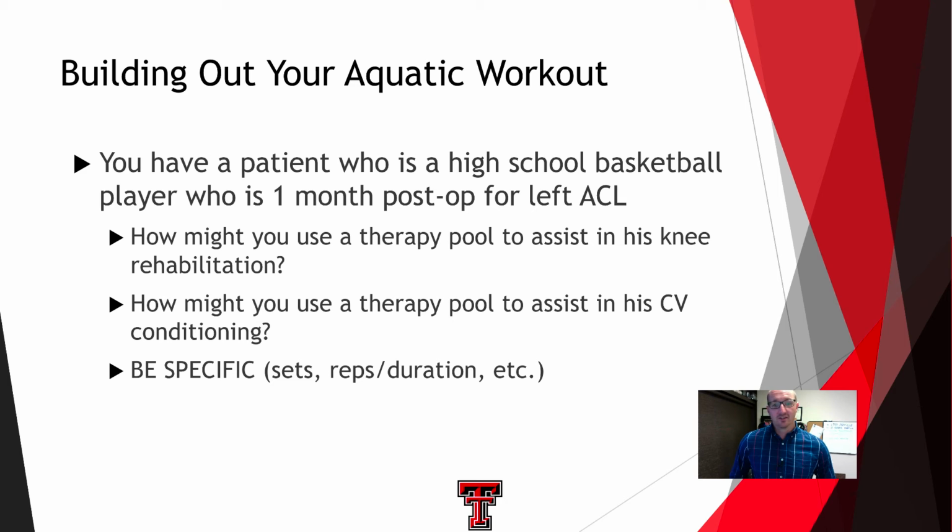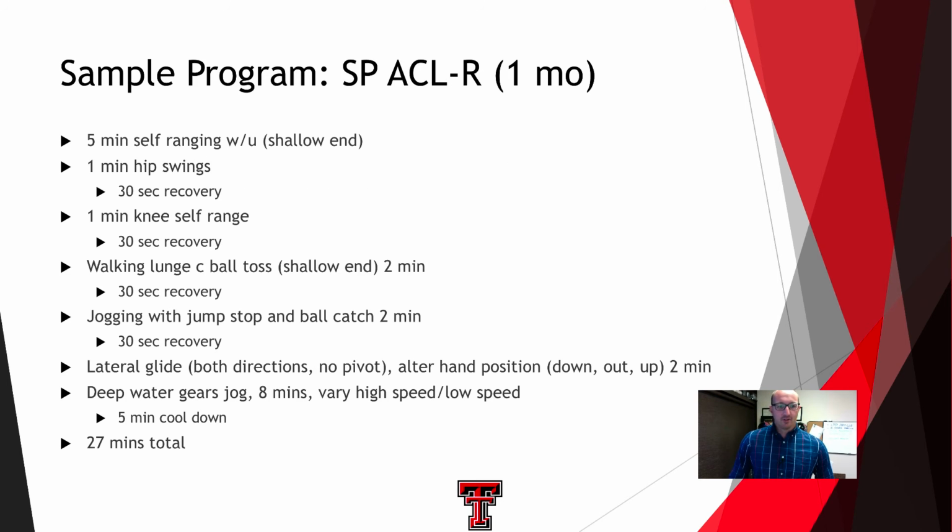Jogging with a jump stop and a ball catch. So they're just going to jog through the pool, I toss them a basketball, they go into a jump stop, toss it back. Jog, jump stop, catch, pass. Okay. Lateral glide. This is basically just a lateral shuffle, almost like a defensive position. And we can alter their hand position, either down, out, or up, depending on what we call. So they're just gliding along, down, out, up. Okay, 2 minutes of that.